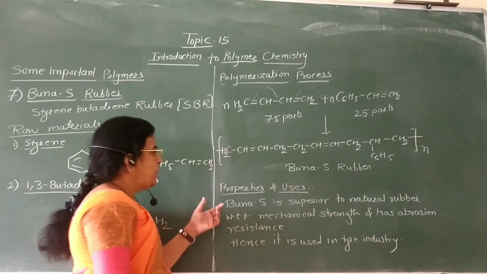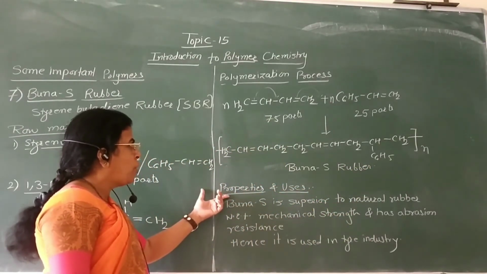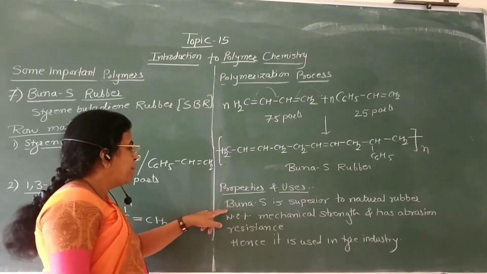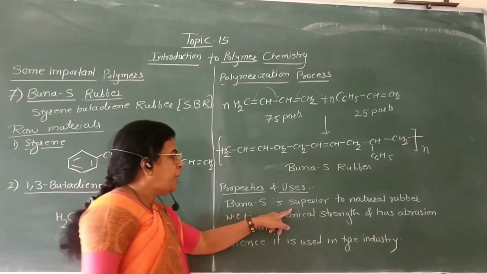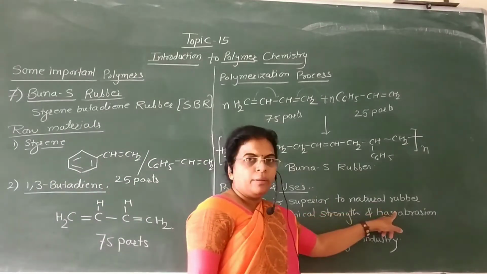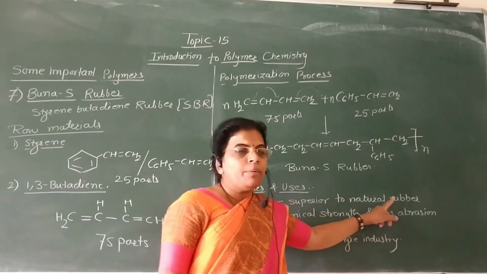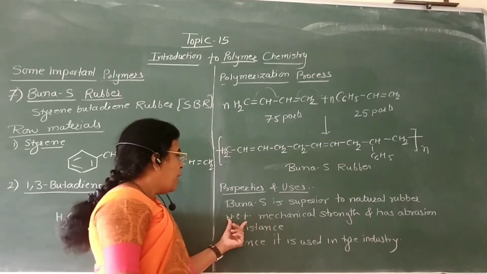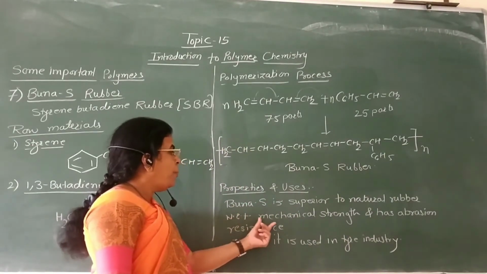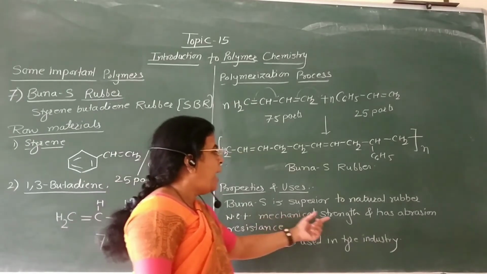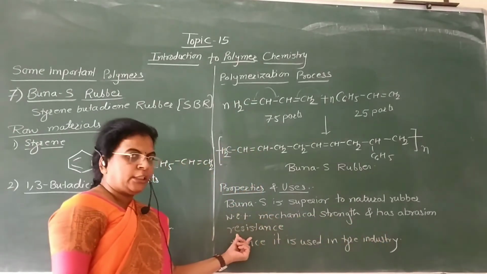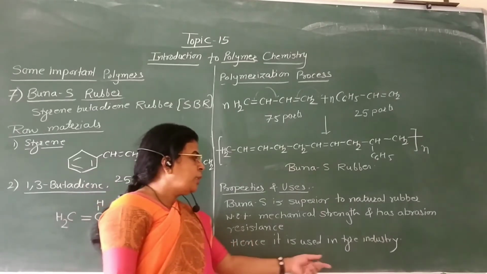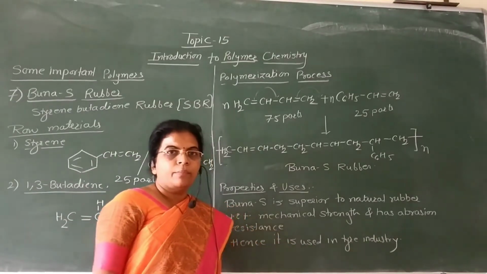Now we are going to see uses and properties of Buna-S. First property, Buna-S is superior to natural rubber. That is, as compared to natural rubber, this Buna-S is a superior rubber with respect to mechanical strength and has abrasion resistance. Therefore it is used in the tire industry.